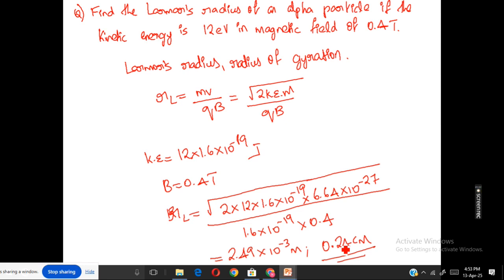This was the last problem. So we will wind up the session. This was the last class. All the best for your exams.